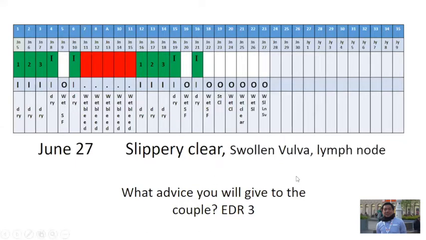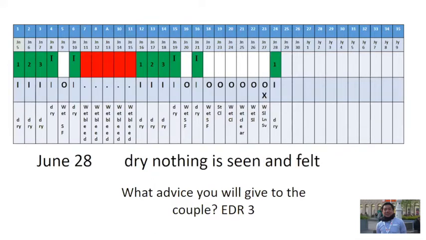June 27, slippery. So meaning, June 26 is not the last day. The vulva is swollen and there is the presence of the lymph node. I will explain the lymph node next Saturday. EDR3, no genital contact. Is June 27 the last day? We will know. June 28, dry. If June 28 is dry, you go back to 27 and mark 27 with an X. And now the mother will be able to know that June 27 is the possible day of ovulation, the last day, that is the peak day.